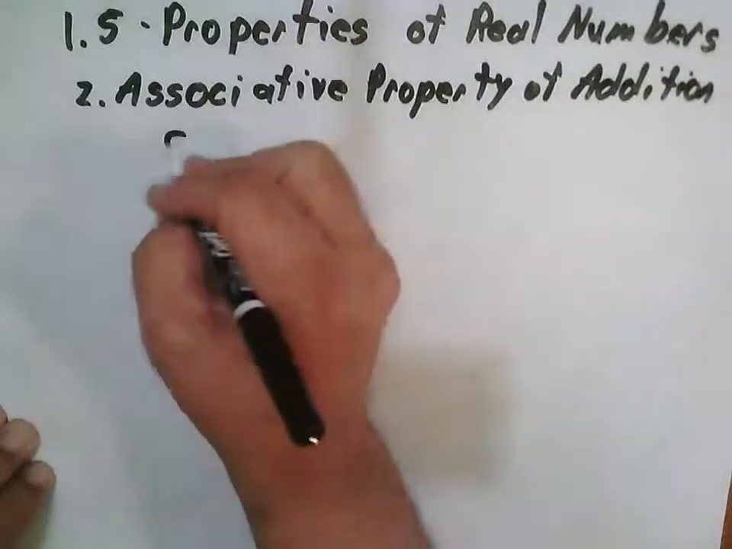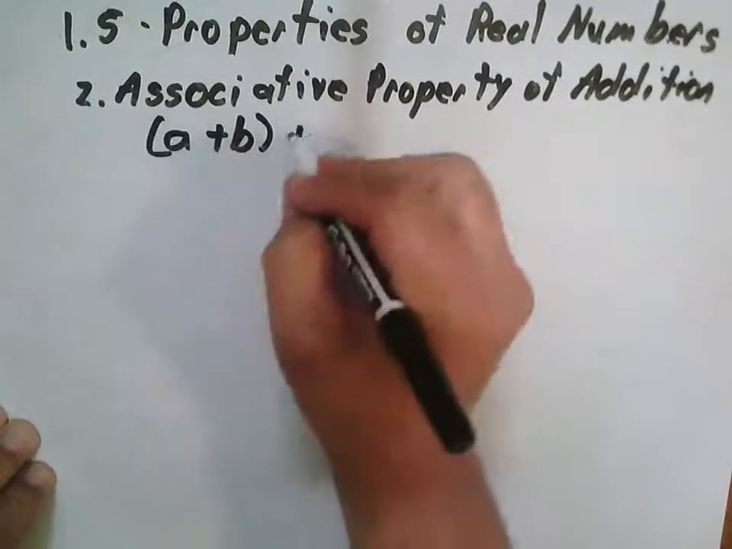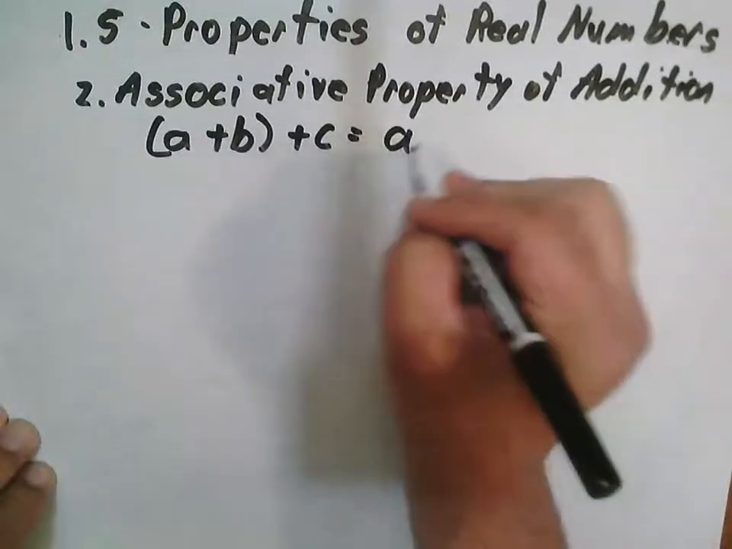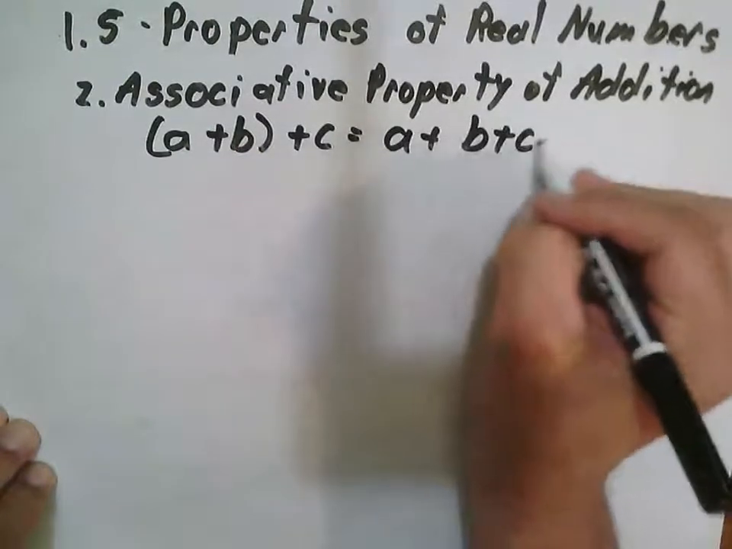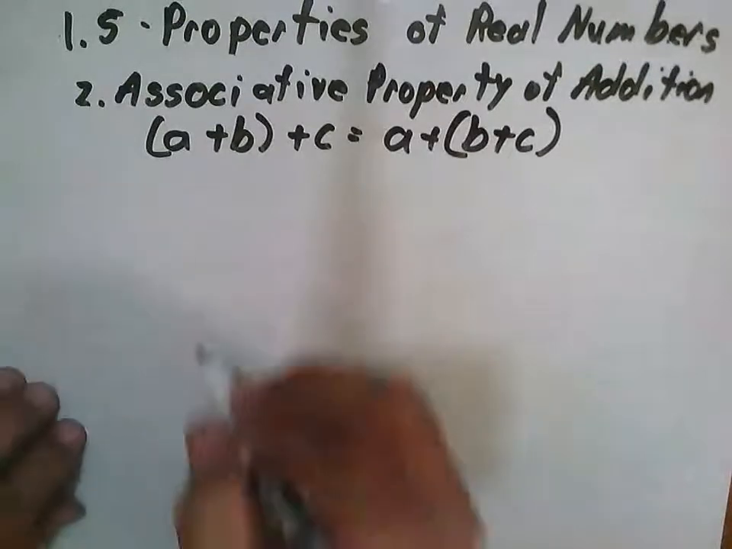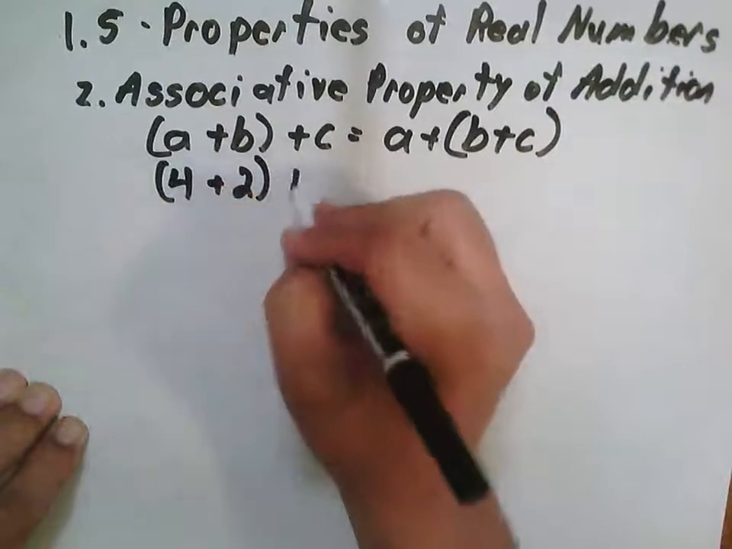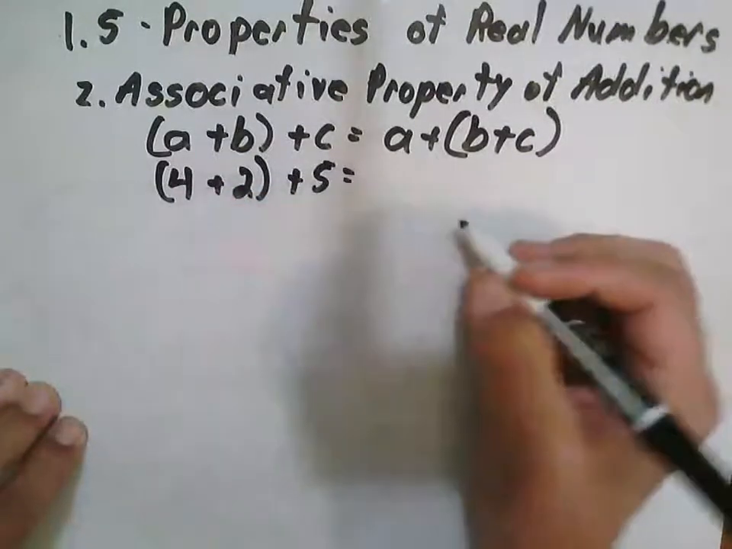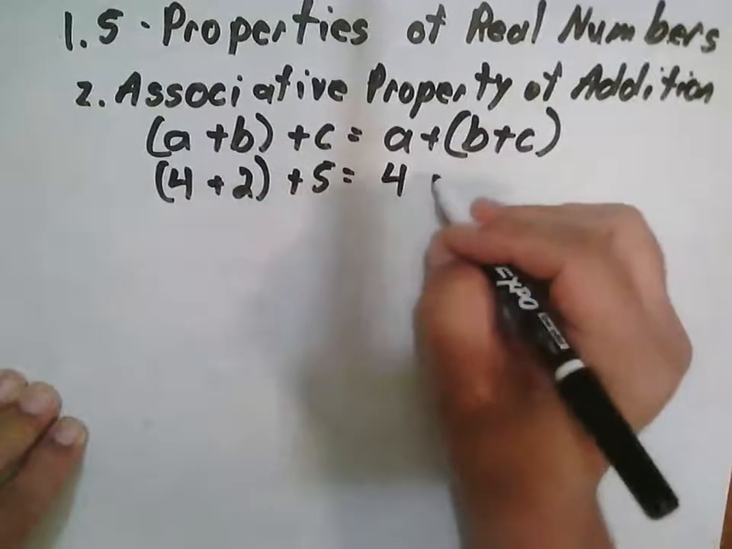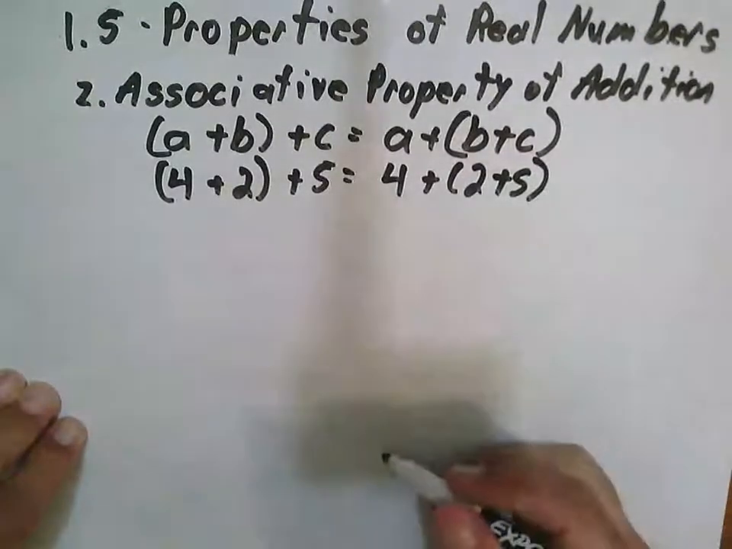So what that means is if I say (A plus B) plus C is equal to A plus (B plus C). Right? So that's a bunch of letters. Maybe that doesn't make sense, but let's just substitute in some numbers. It's telling you that (4 plus 2) and then adding 5, remember we always do what's in parentheses first, is the same thing as adding 4 plus (2 plus 5), right?